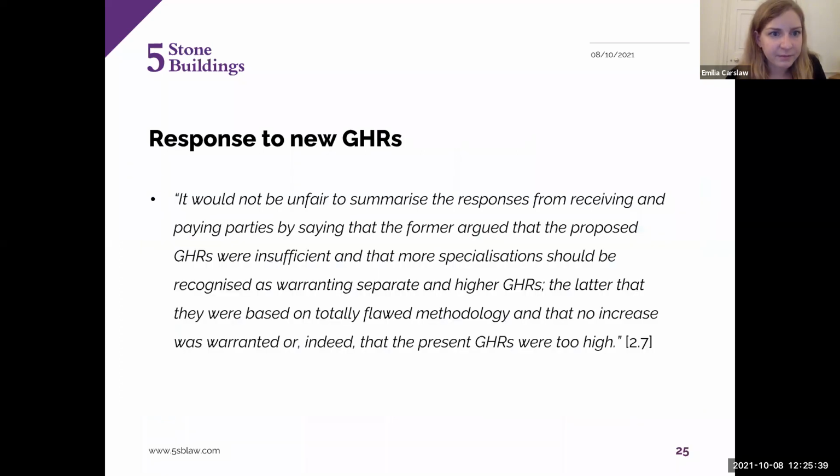Next slide, please. This was the broad response to the new GHRs. In general, receiving parties argued they weren't high enough. More specialisation should be recognised as warranting separate and higher GHRs. And then the paying party said that the methodology was totally flawed, no increase was warranted, or that present GHRs were too high. And that kind of reflects how costs in general often just come down to policy issues. But the new GHRs were maintained in the final report. Next slide, please.